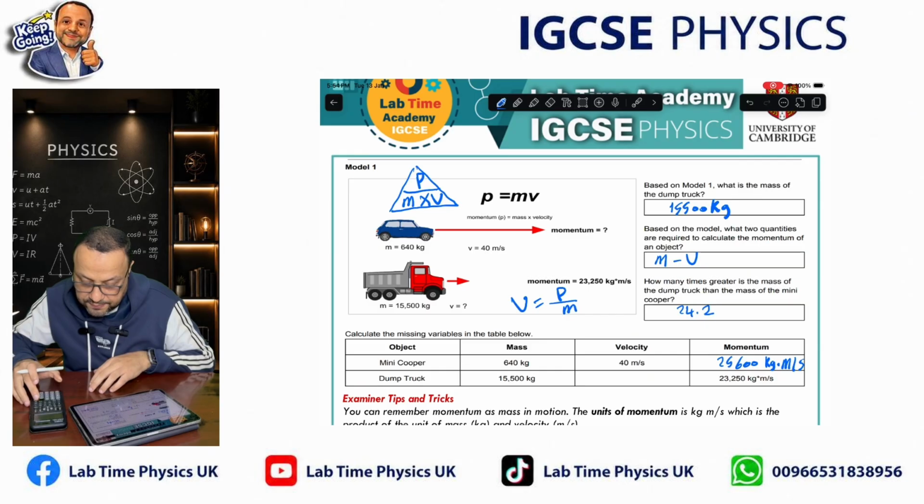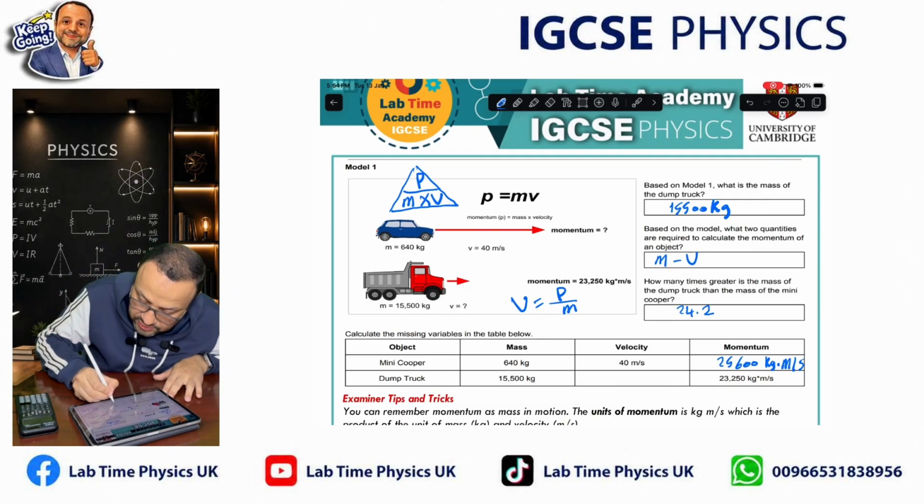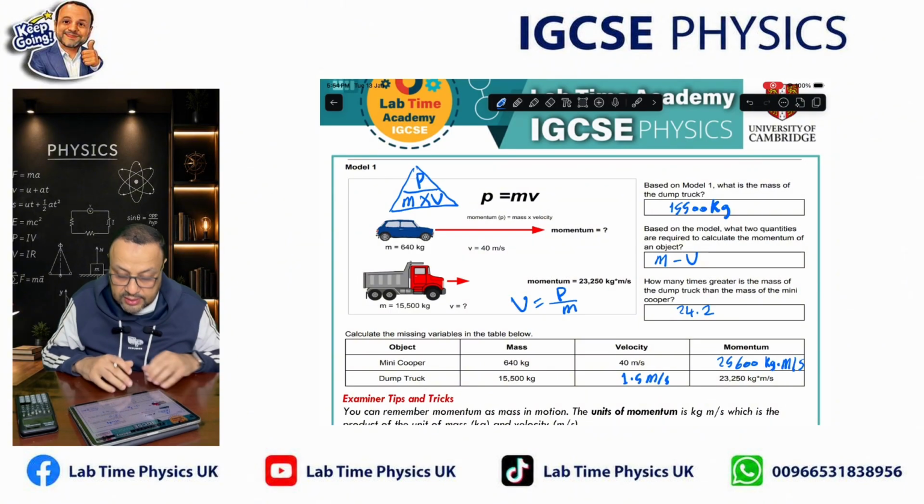So just divide 23,250 divided by 15,500. So it will be 1.5. So this will be the speed, 1.5. And the unit for the velocity is meter per second. That's it.